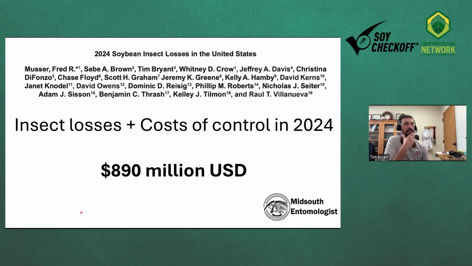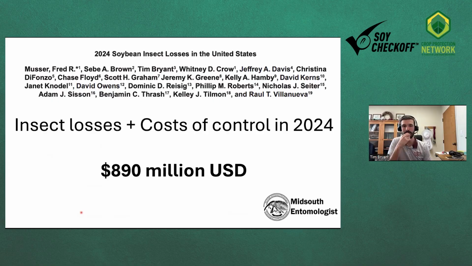This is another publication that's similar to the one I just talked about from the Crop Protection Network, where extension specialists contribute to insect loss estimates for their state. And in 2024, the cost of insect losses, so yield that was lost as a direct result of insect feeding, plus the cost of control for those insects in 2024 was about 890 million US dollars. And our goal as extension specialists is to basically make that a smaller number. That's what our job boils down to.